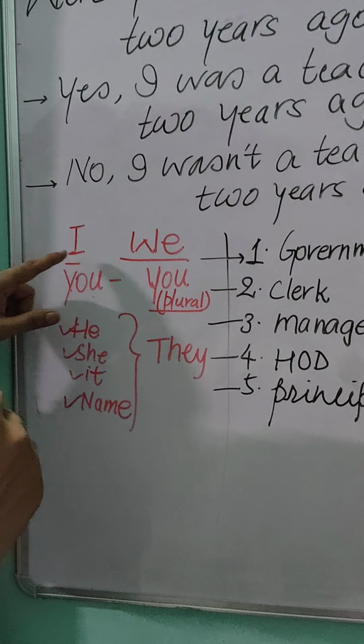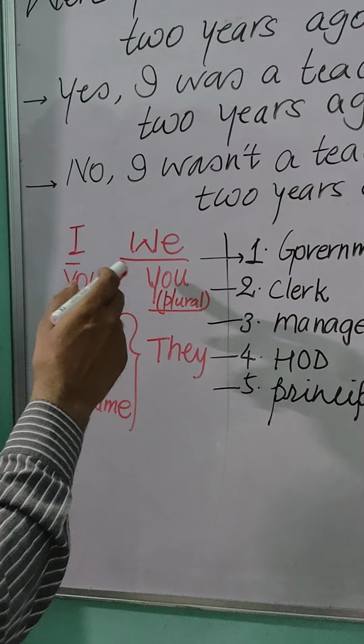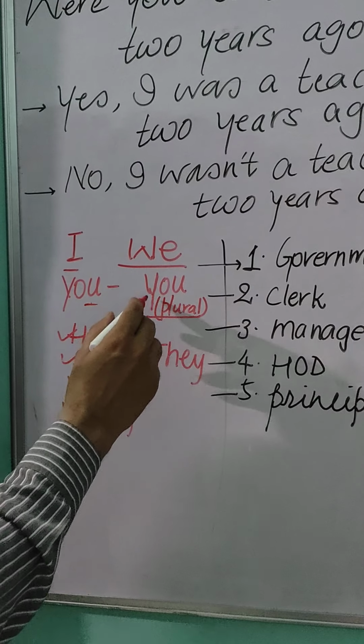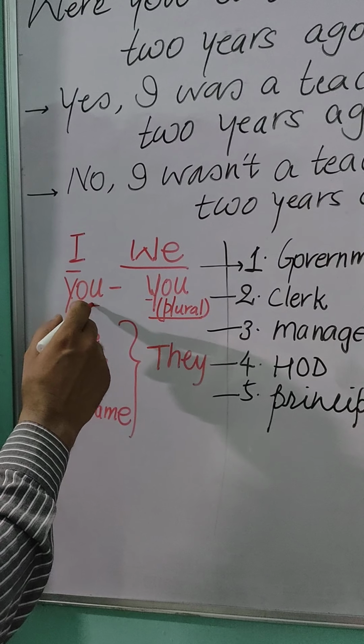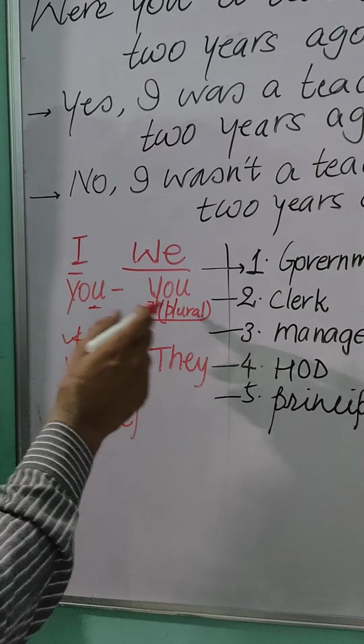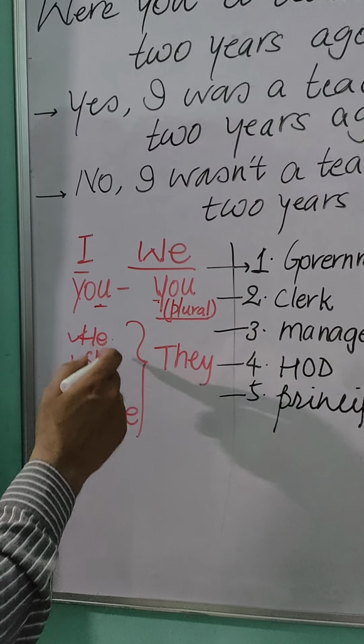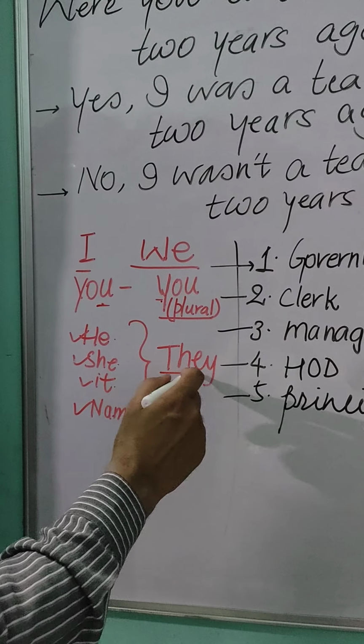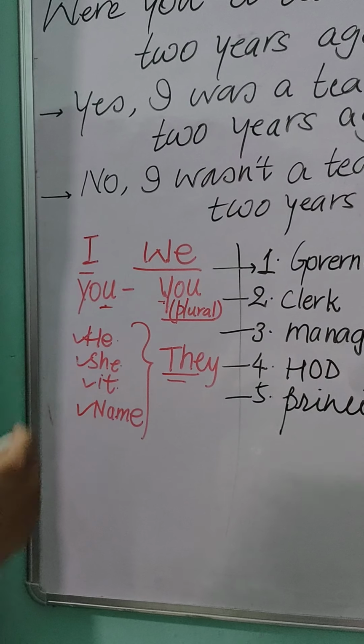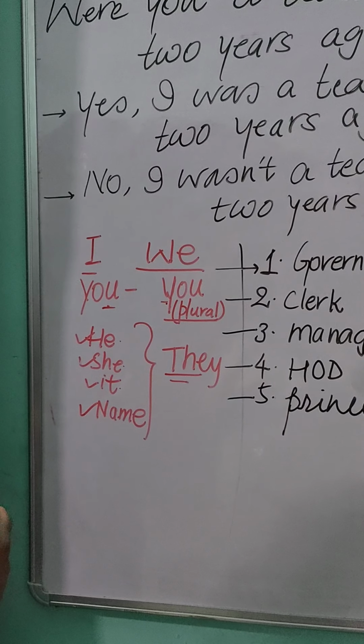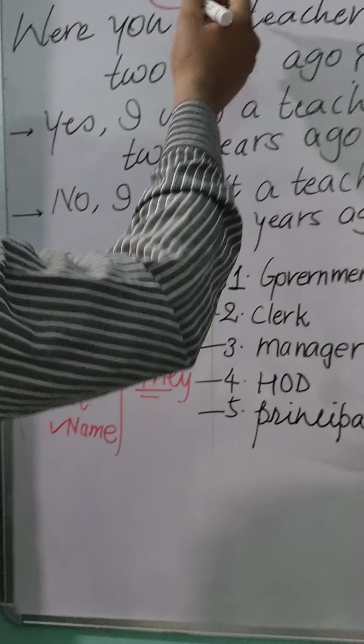So I and we, first person singular and plural number. Then we have you and you, second person singular and second person plural. You can find the same. Third person singular, he, she, it, name, and third person plural, they. This is your person chart, like the subject pronouns chart. Okay. Now let's talk about the pattern.